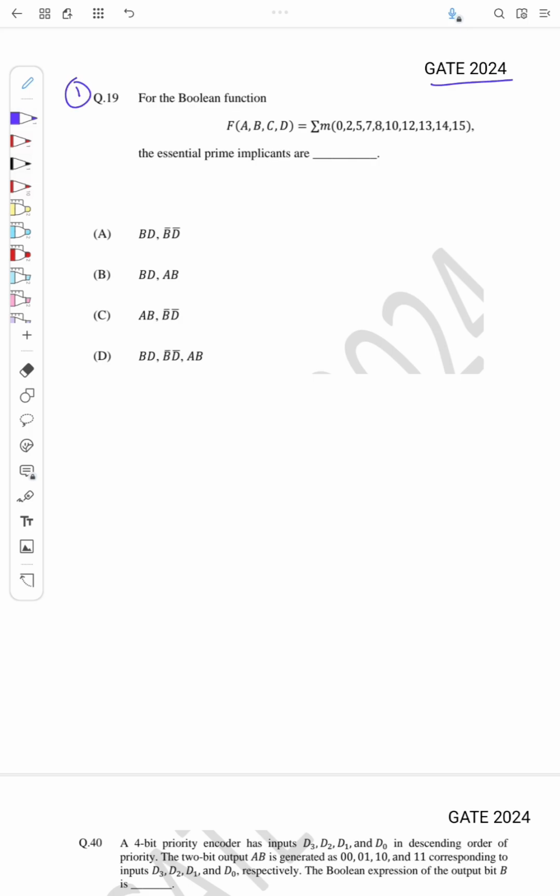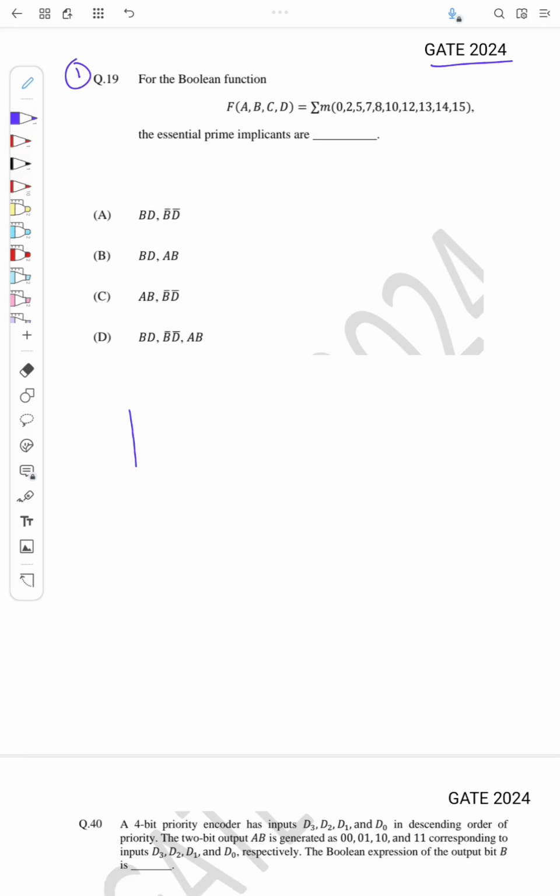The question is, for a Boolean function f of a, b, c, d equal to sum of minterms, that is 0, 2, 5, 7, 8, 10, 12, 13, 14 and 15. The essential prime implicants are, so we need to find the essential prime implicants. Okay, so what we will do, we will draw the K map of this function.